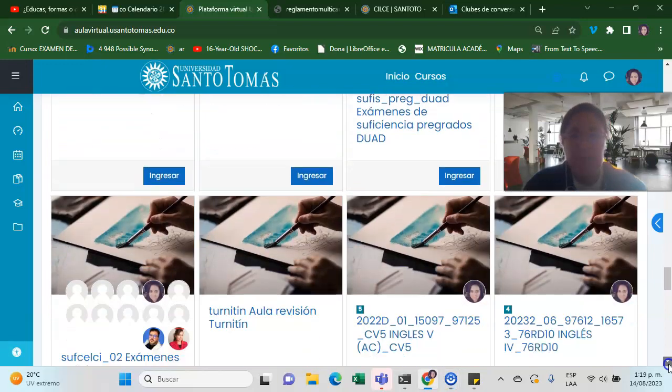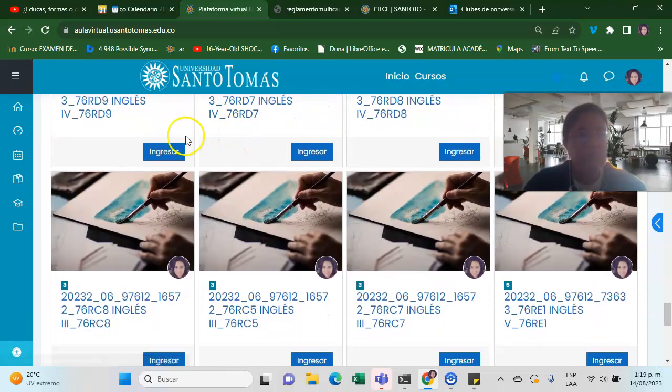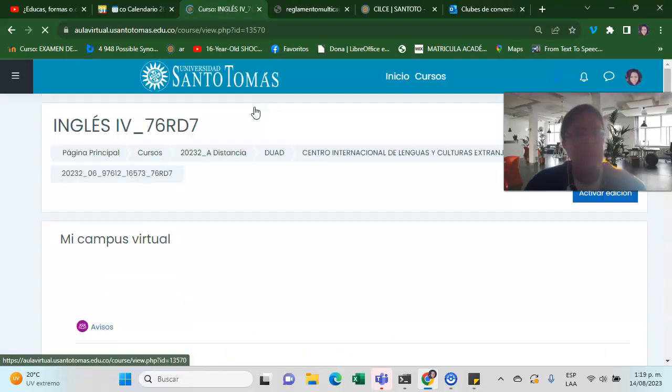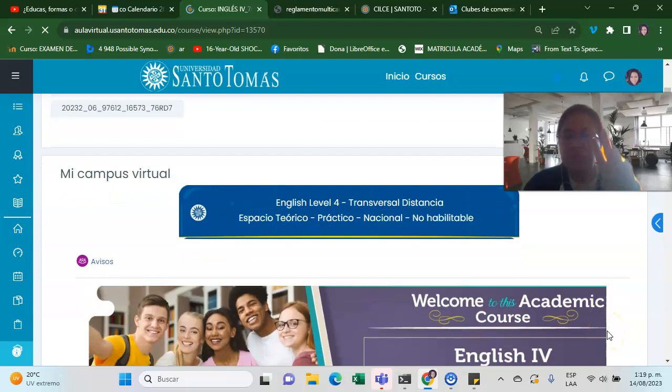Okay. In my case, I have three levels. So I have level number 4, level number 3, and level number 5. Okay. I'm going to show you how the virtual campus works. So let's go to this level. Please don't forget that we have levels 3, 4, and 5. Any of them has the same organization, so please don't worry, okay?